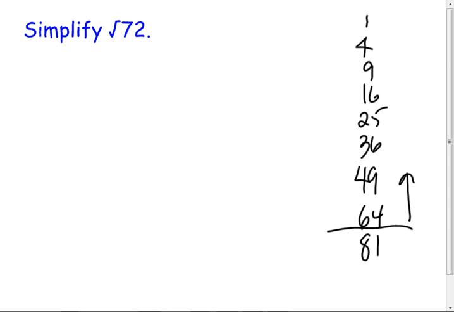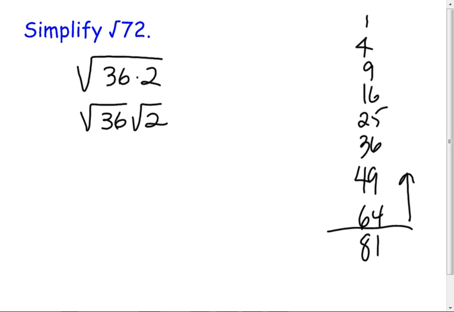What's the biggest perfect square that goes into 72? Zach, do you know? No, start here. 49 doesn't work. Does 36 work? Yes. Start with the biggest ones and go to the smallest. Then you will always get the biggest one first. So this is the square root of 36 times what? 2. So it's the square root of 36 times the square root of 2, and the square root of 36 is 6. It's not the square root of 6, it's 6.